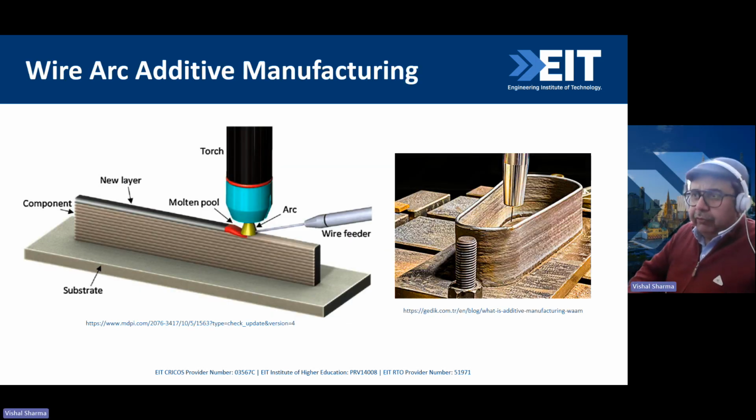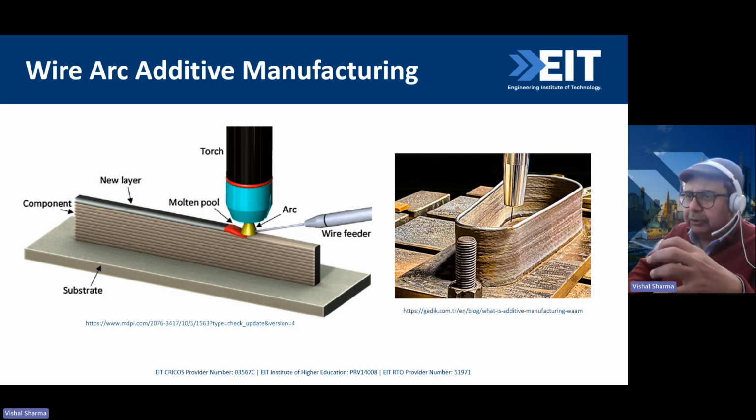Okay, so the next one, the last category, is direct energy deposition. In direct energy deposition, there is one category called WAM, wire arc additive manufacturing. This technology is used where you want to produce large parts.